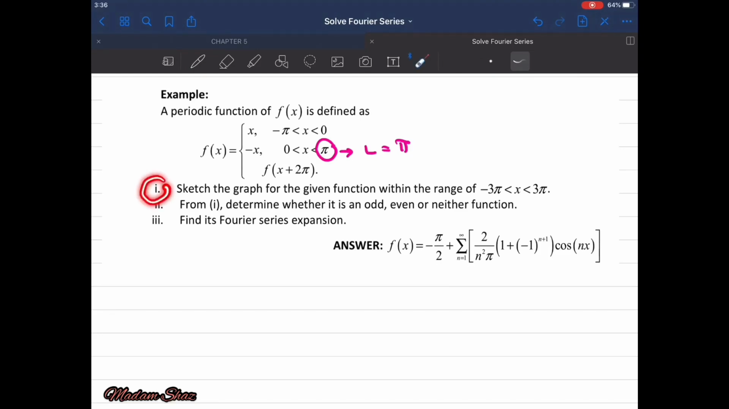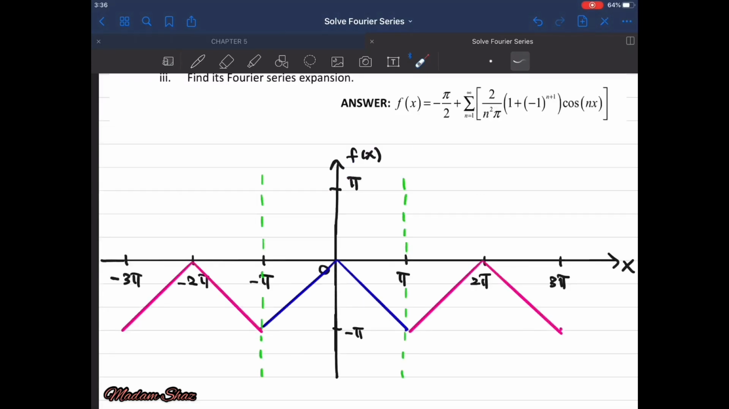Question 1 Roman: sketch the graph for the given function within the range negative 3 pi until 3 pi. So you have to expand your original graph, which is from negative pi until pi, to negative 3 pi until 3 pi. So this is the answer for the 1 Roman. Your original graph is from negative pi until pi.